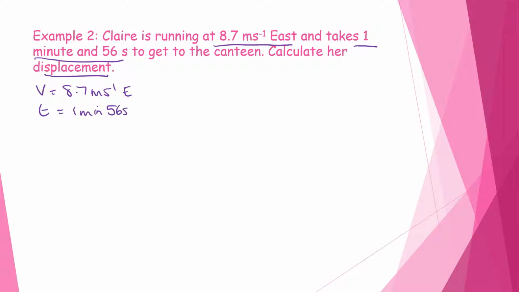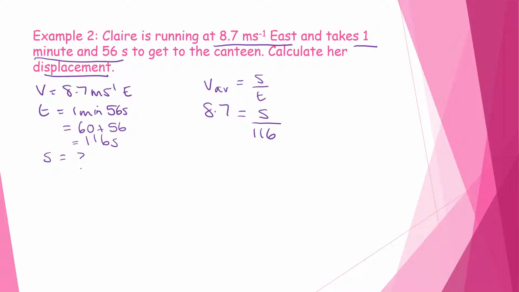Now that's not much good to us because the velocity is in meters per second. Our time must always be in seconds as well. So this becomes 60 plus 56, which is 116 seconds. We don't know the displacement. So V average equals displacement on time. I've got that from my data sheet. Now our V average is 8.7. Our displacement we don't know, and our time is 116 seconds.